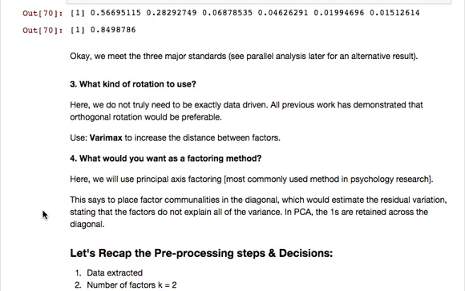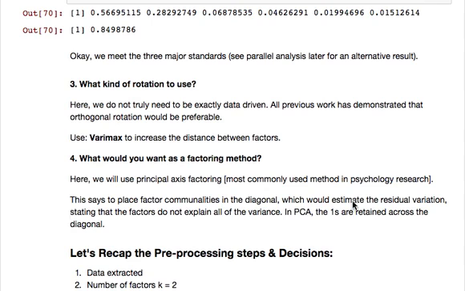A new concept would be the factoring methods, and automatically R is going to be executing the maximum likelihood factoring, but here we will use the regression-based principal axis factoring because it is the most common method in psychology research and much of the research in general. So principal axis factoring essentially says to place the factor communalities in the diagonal. So you're basically accounting for the measurement error, and you're looking at how much of the variance in each item is explained by the factor structure. So we have two factors, and how much of the variance in each item is explained by this structure.